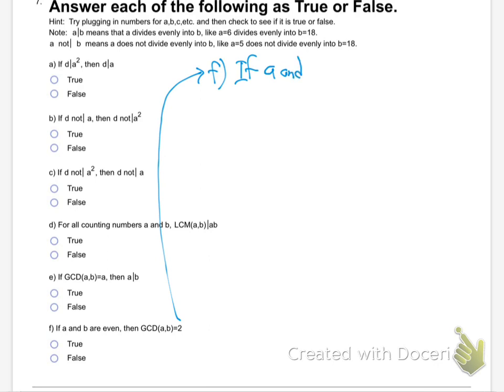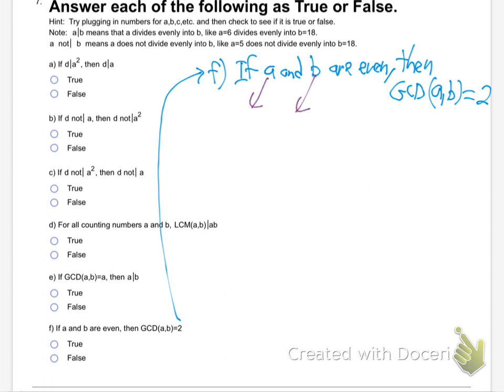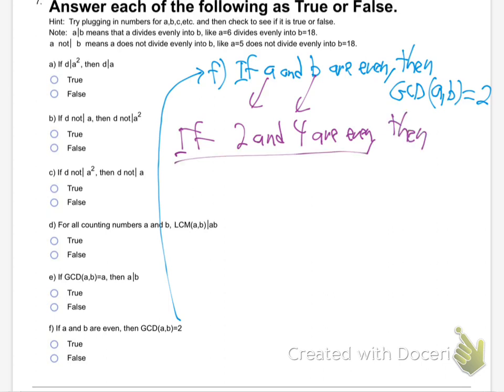If A and B are even, then the GCD of A and B is 2. Okay, let's test it out. So you got to pick even numbers like 2 and 4. 2 and 4 are even. So we met the if, didn't we? Got to meet the if, we did.